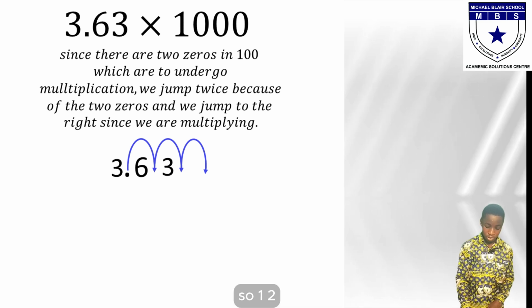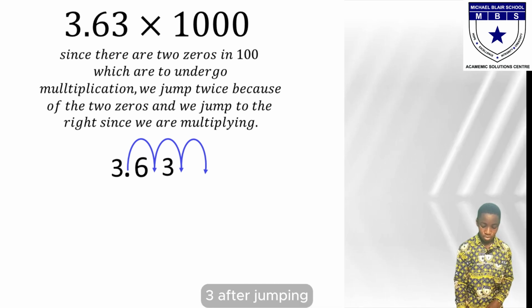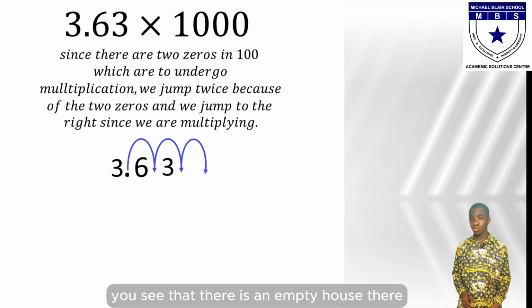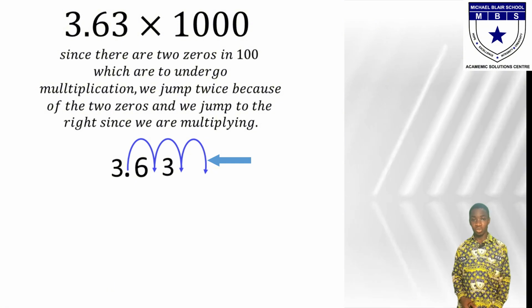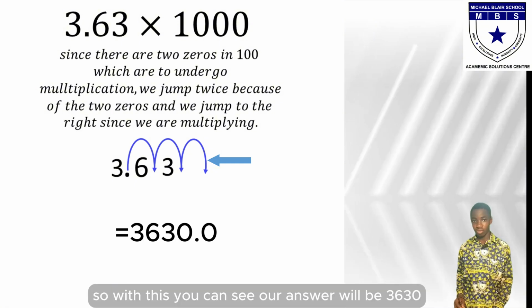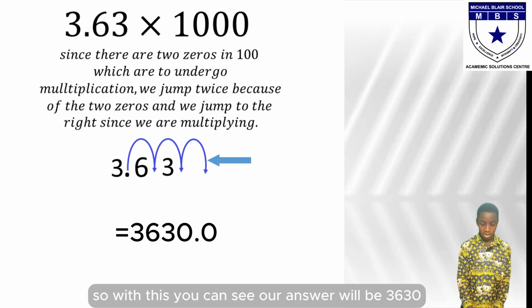So 1, 2, 3. After jumping, you see that there is an empty house there, and that house must be filled with 0. So with this, you can see our answer of 3630.